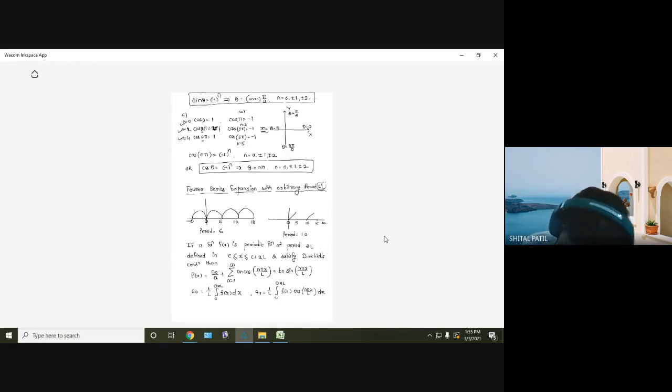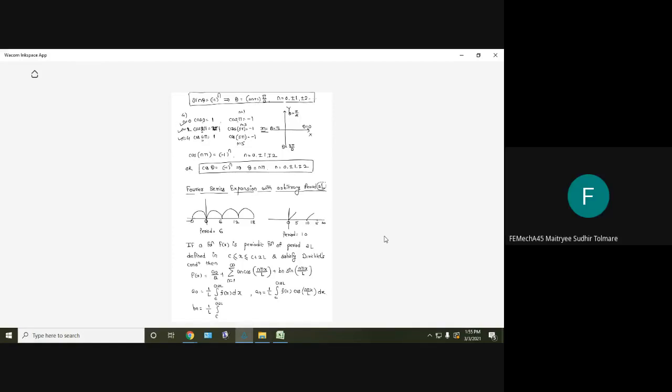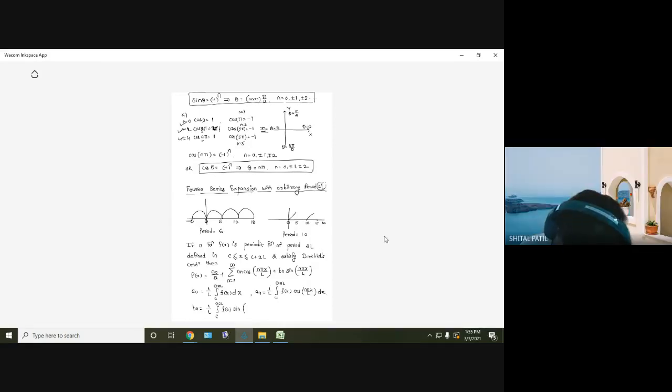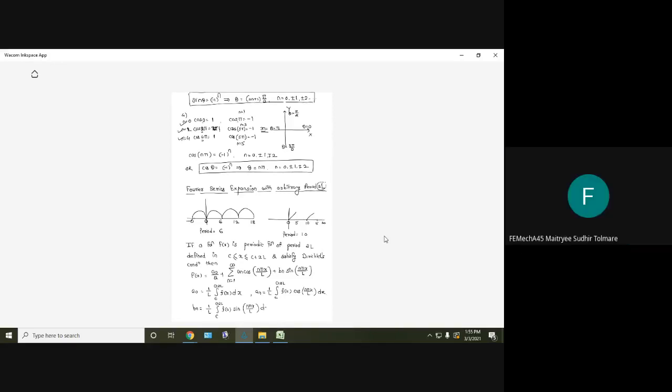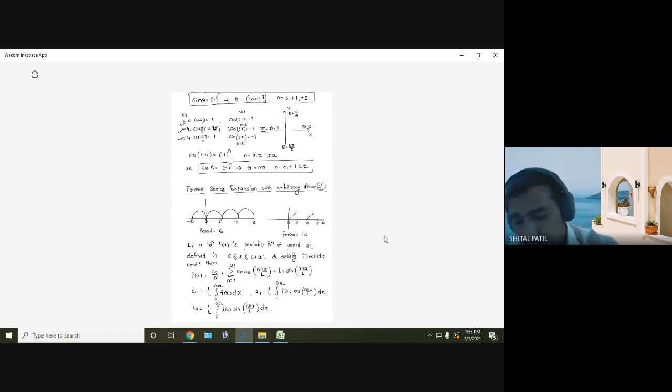b n equal to, can anyone tell me what will be the b n? Can anyone predict what will be the b n? 1 by l. Good. 1 by l, integration c to c plus 2l f of x sin of n pi x divided by l dx. Absolutely right. Write this.